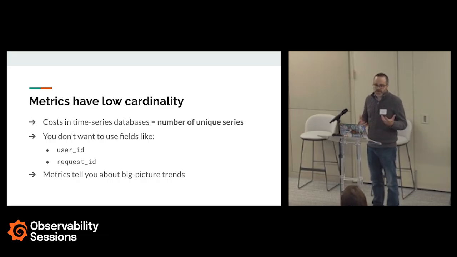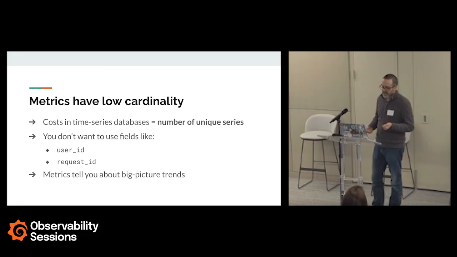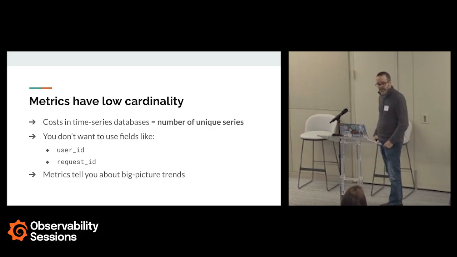This is just a fundamental physical limitation of time series databases. Time series databases are the most efficient way we know of to store metrics, and they work really well with low cardinality data. Not so well if you start adding very high cardinality fields. For example, a user ID: if you have millions of users, that means you're going to have millions of time series that have to be stored in memory in your time series database. So it's just not useful once you get to that scale with cardinality.